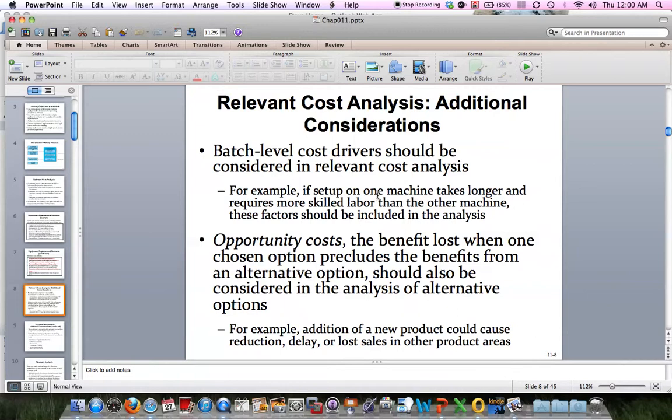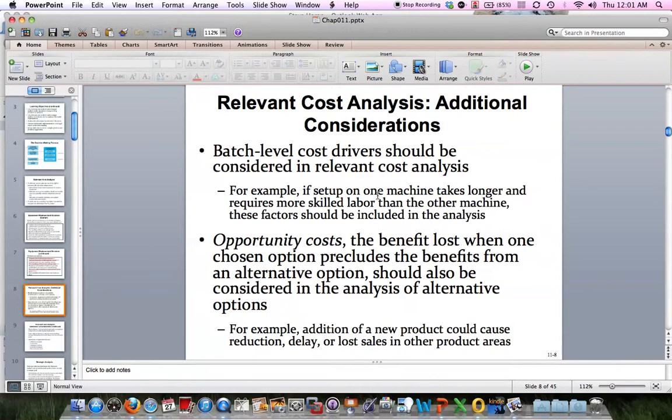Then of course we've talked about opportunity costs, but it's good to remember what that means. It's basically a benefit lost when we choose one option over another. Okay. For example, addition of a new product could cause reduction, delay, or lost sales in other product areas. So sometimes it's the opportunity given up because we've chosen one alternative versus another.